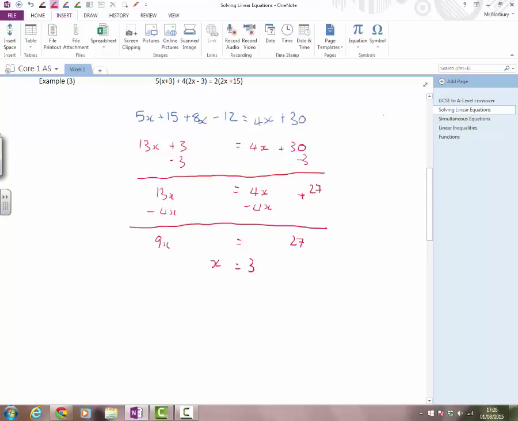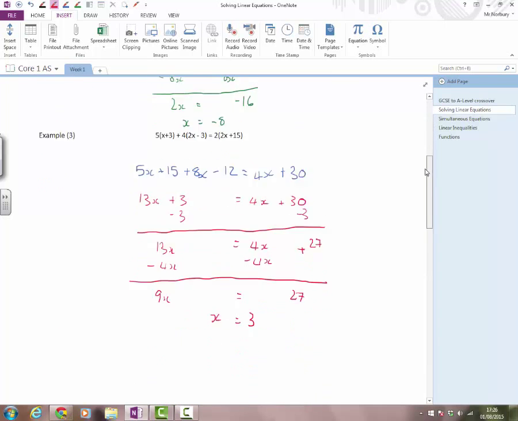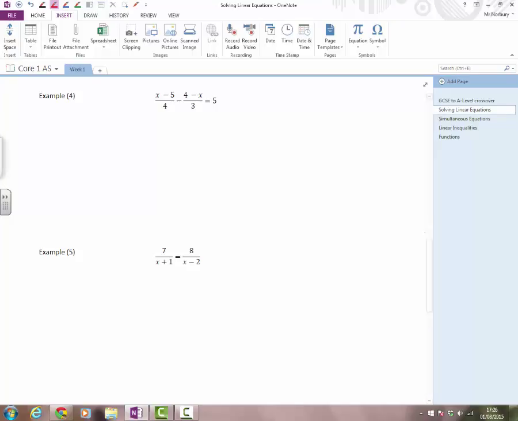At this stage now, I'd recommend that you pause the video, check that you can do all those 3 examples. If you can, let's move on to example 4 and 5, which, as you can see here, are going to be a little bit more tough. They only are a little bit more tough because they look a little bit different, but the same principle applies.